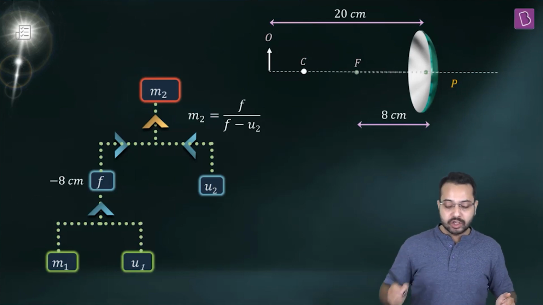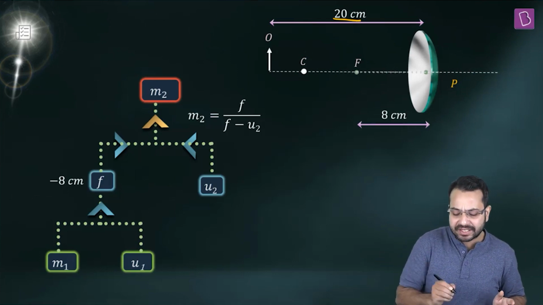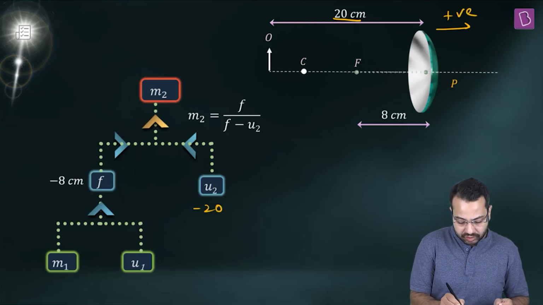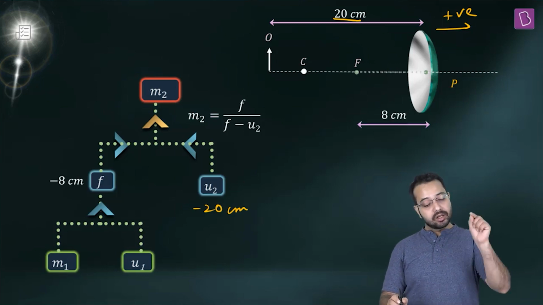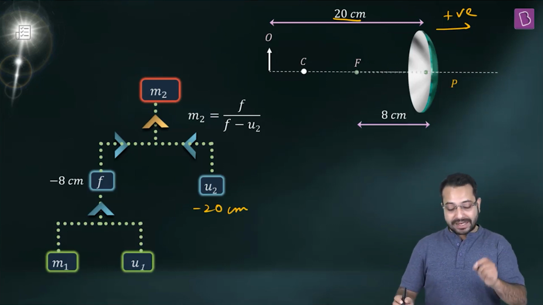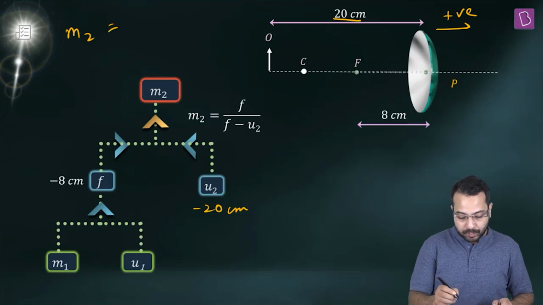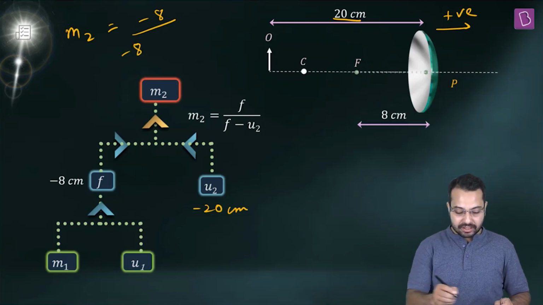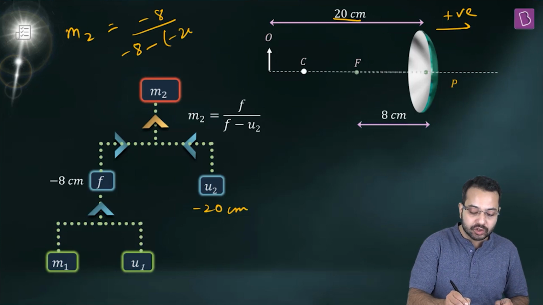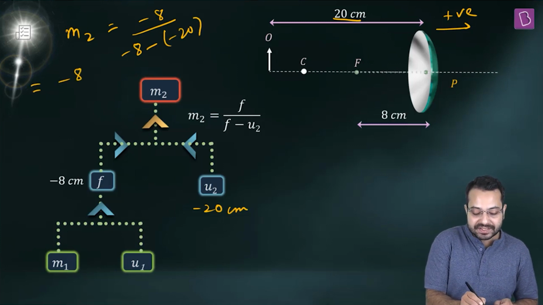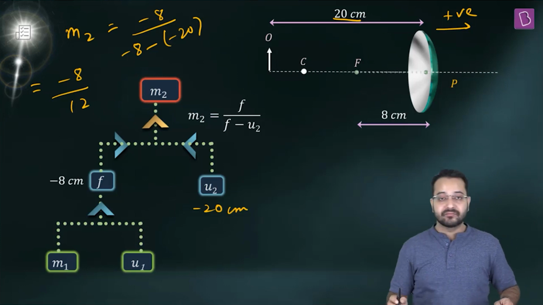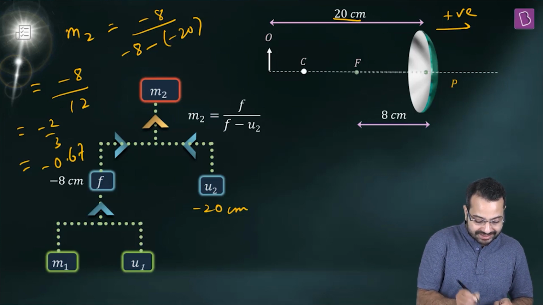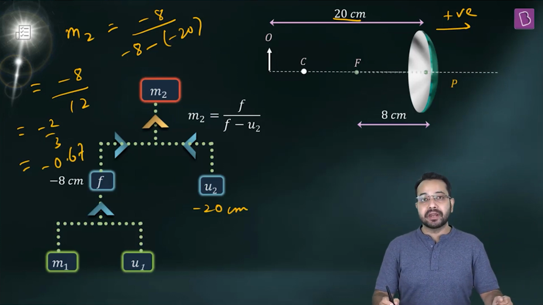Now I want to calculate u2. Is that difficult? Not at all. It is 20 centimeter, and taking the sign convention into consideration, this is going to be -20 centimeter. Isn't that correct? So I'm substituting to find m2 now. m2 is going to be f, what is f? -8, divided by f, which is -8, minus u2, which is -20. So this is going to become -8 upon 12, and this is -2 upon 3. So this is -0.67, and that should be my answer.